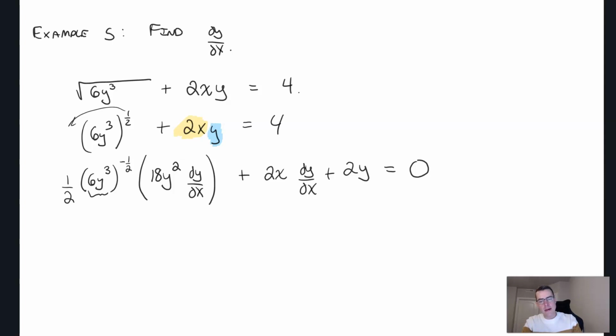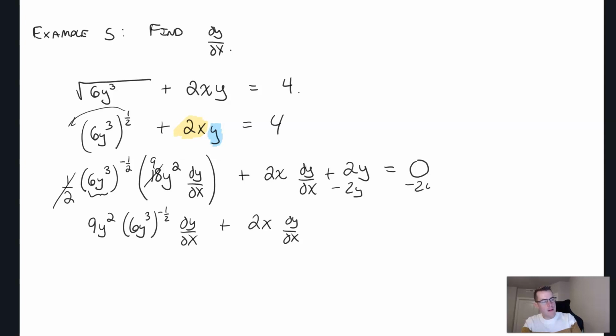So let's go ahead and simplify this down a little bit here. So first off, with this whole part here, half of 18 becomes 9. Okay, so we can rewrite that as 9y squared. Now, 6y cubed to the negative 1/2 is like putting that over the square root of 6y cubed. Or actually, to make this less confusing, let's just leave it like this. 6y cubed to the negative 1/2 dy/dx, plus 2x dy/dx. And let's subtract that 2y to the other side.